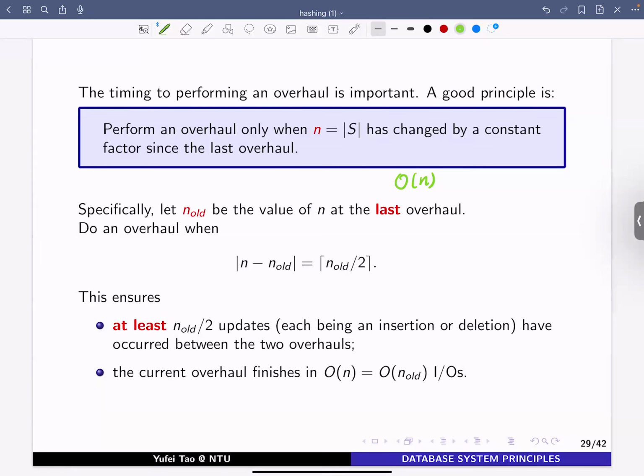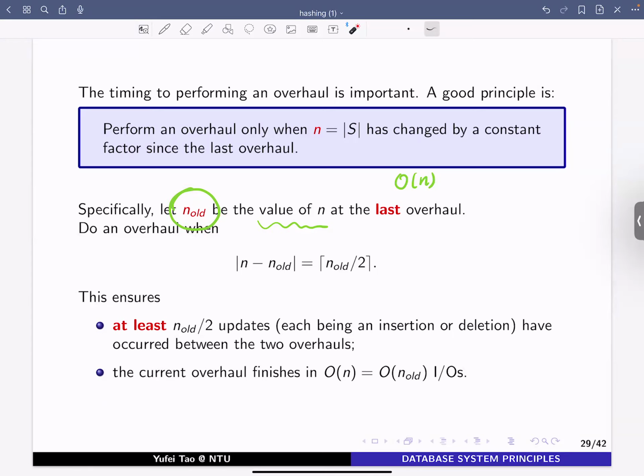All right, now to be specific about the condition that would trigger an overflow, this is the condition. I remember the time I did the previous overhaul. This value, NO, represents the value of n at the last overhaul. So when I do a new overhaul, I will set this NO to the current value of n, and then I move on.